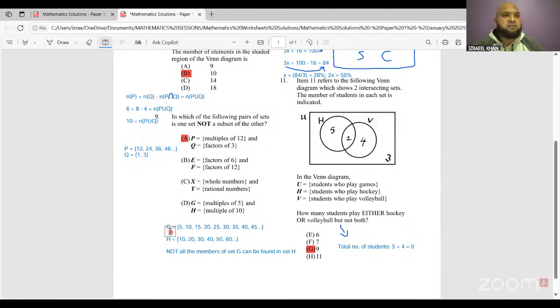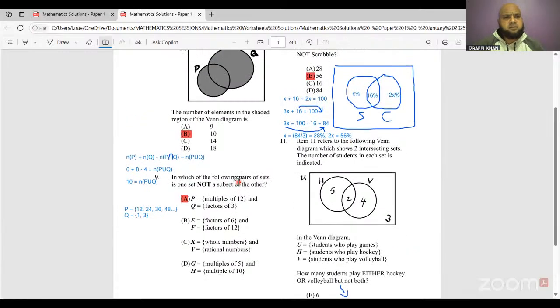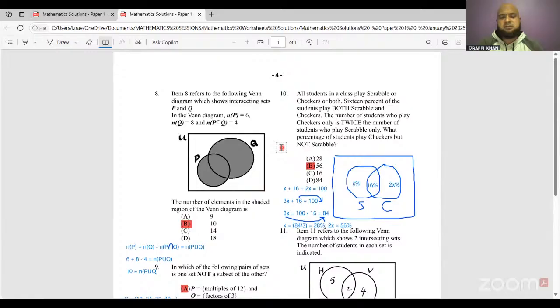I will erase this though. Okay? So the answer is A. And thank God I'm here for that, to make little corrections.